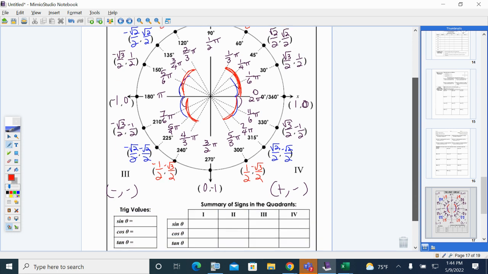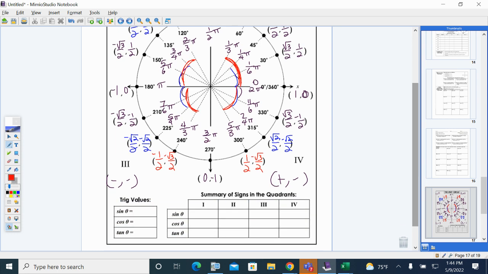Looking at the bottom of this page, you have this page in your notes, and we're going to try to fill in the bottom of this. So the trig values, remember that the sine of theta is the y value. So in every single one of these, if you have your unit circle, we know that the sine of that measure is equal to the y coordinate in the ordered pair.